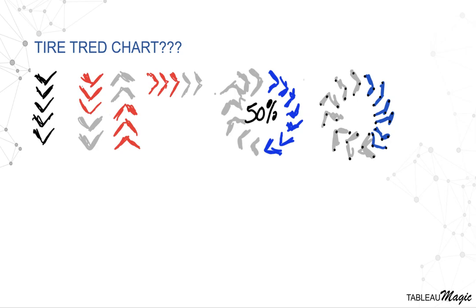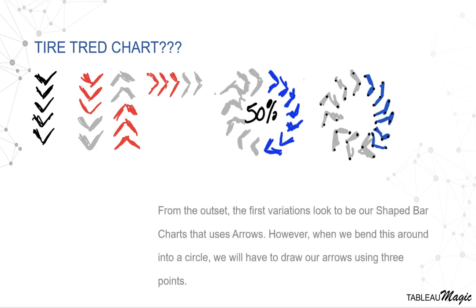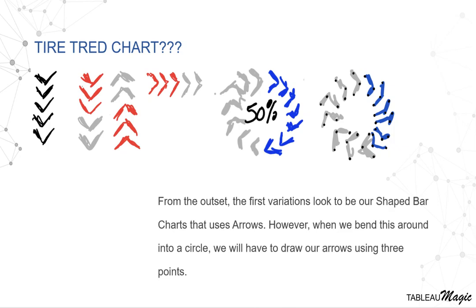And the middle point, we just have to move slightly further along. So we can actually build this within Tableau. Like I said, from the outset, the initial designs look like your shape bar charts, just using arrow objects, not too difficult. However, bending around a circle will require additional work, but I'm confident that as you've gone this far, you can actually build this.